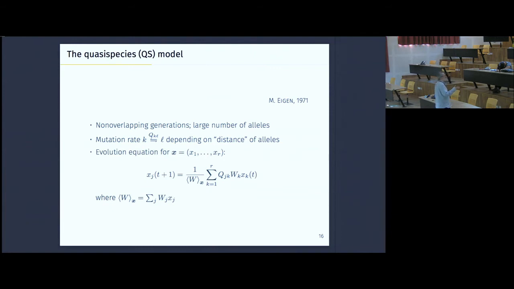Well, the only thing is that in this model, the fitness depends only on the number of mutations from the wild type. I will give you an interpretation in a moment.